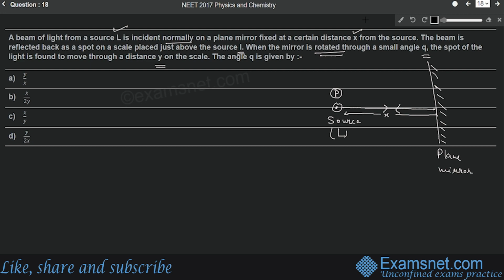But in another case, when this mirror is rotated through a small angle q, then what happens? This spot of light is found to move through a distance y on the scale. So on this side we have a scale, that means on the side of the source. So in the second case, when the mirror is rotated through this angle q, then this spot of light moves a certain distance. Suppose it moves here, and this is distance y from the source. So now we have to find the angle q. So how do we know this?